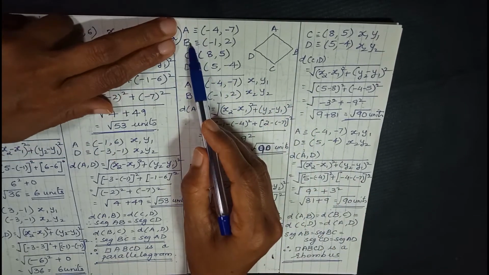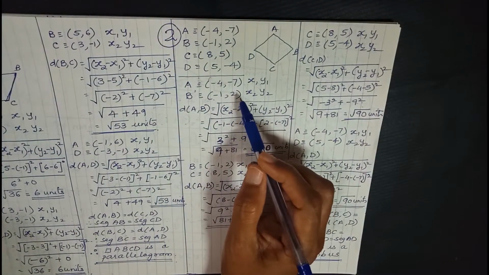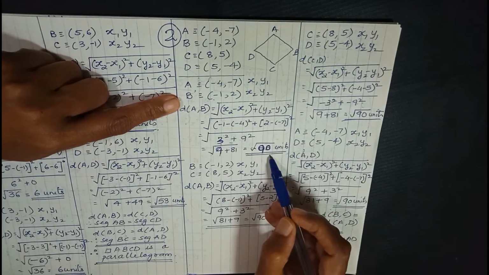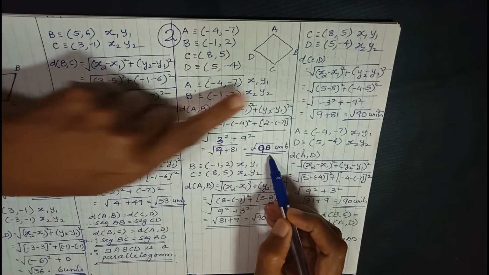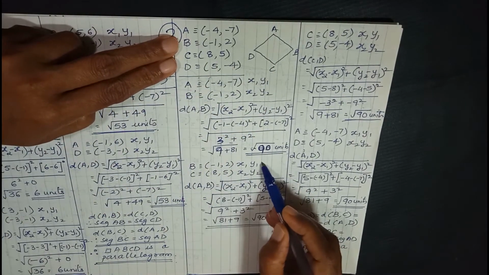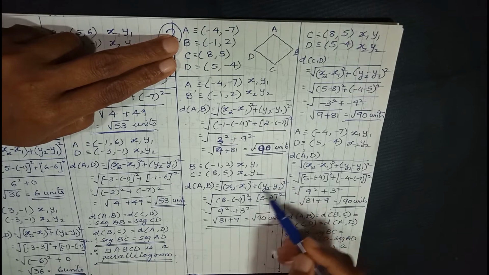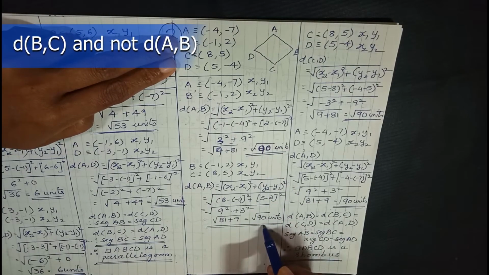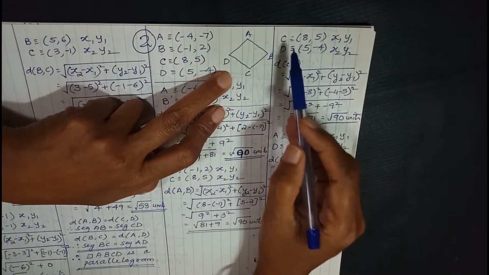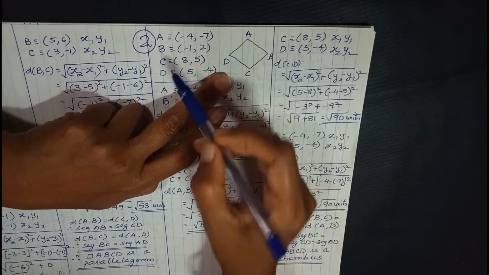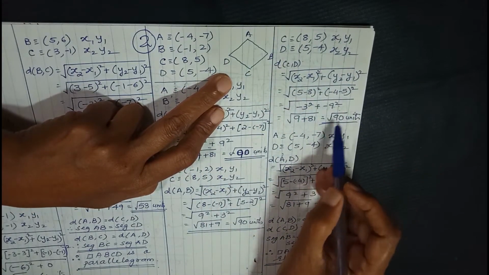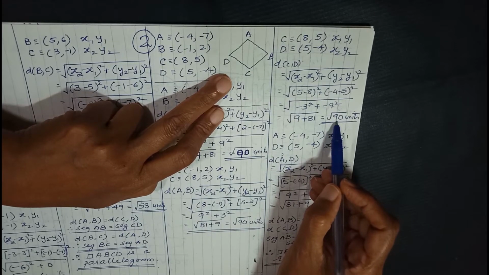So let's take first AB. A is x1, y1, B is x2, y2. Again using the distance formula, I got AB as root 90 units. Then we go to the second side BC. That is, I will be using B as x1, y1 and C as x2, y2. Substituting it in the distance formula, again I get root 90 units. Now we go to the third side, that is CD. So I'm using the coordinates of C and D as x1, y1 and x2, y2. Substituting in the distance formula, again I get the answer as root 90 units.